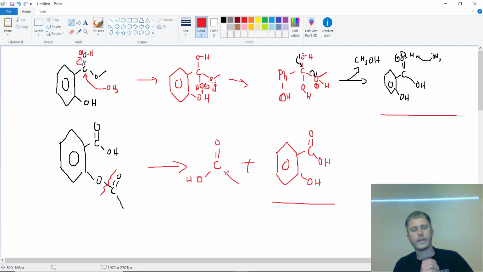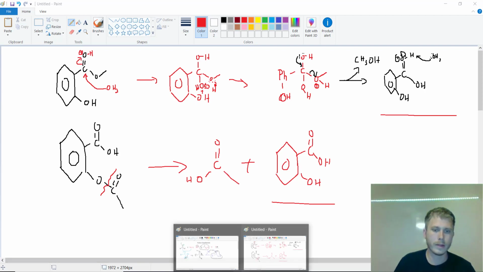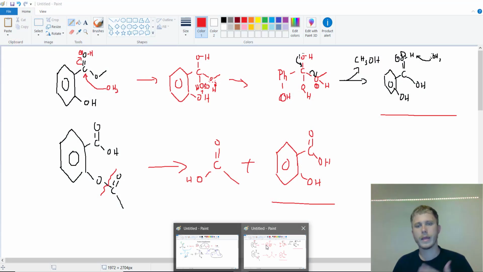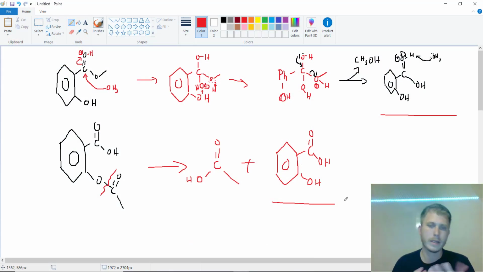Okay, so hopefully this helps explain both the process of Fischer esterification, the forward reaction, and the reverse reaction. The mechanisms are just the same thing in reverse. You can Google this and learn a lot of it. But if you need any help with this, let me know. I'll be happy to answer any questions, show you where things are moved around.